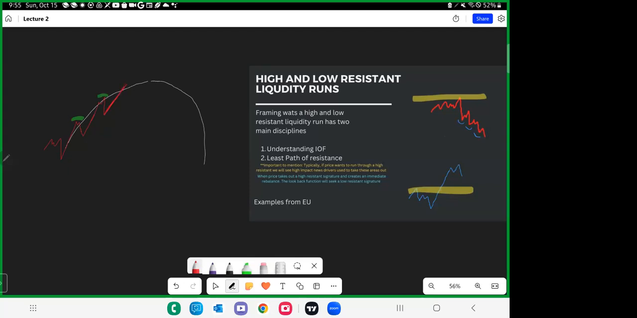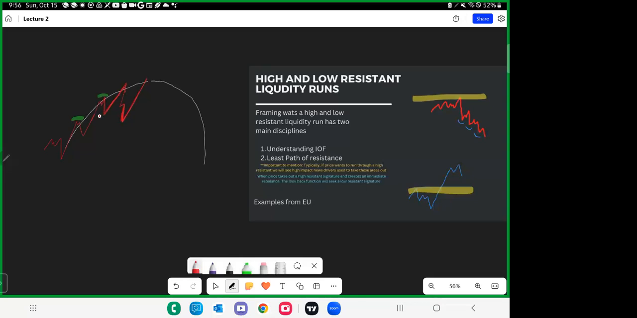And in the event that it has, let's say it has this high resistant liquidity run, right? When a high resistant liquidity run occurs, if price moves back into its current state of order flow, it's going to seek a low resistance signature.